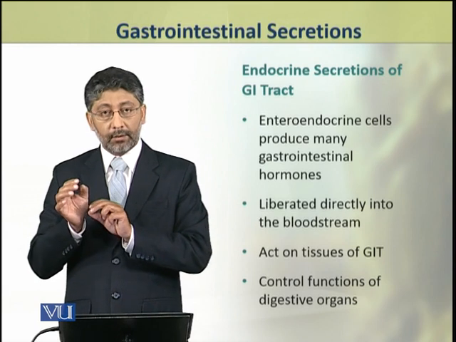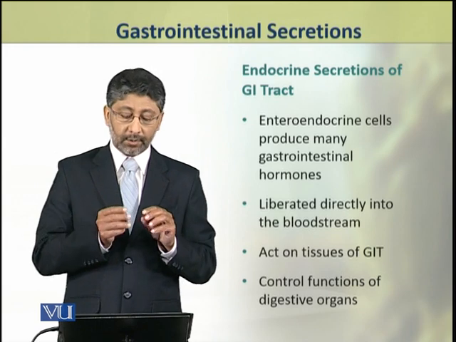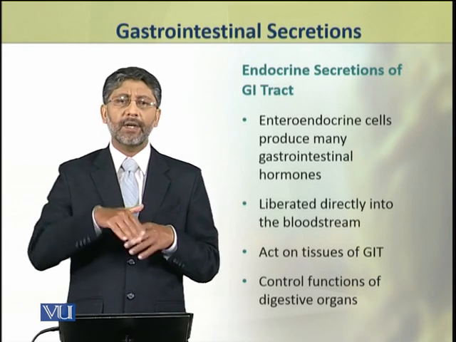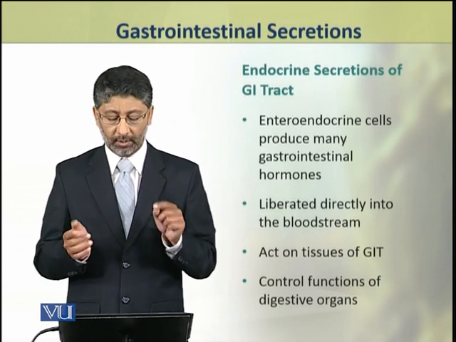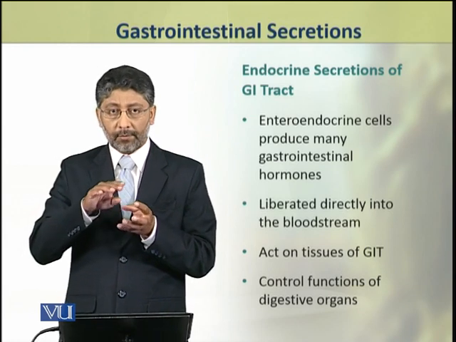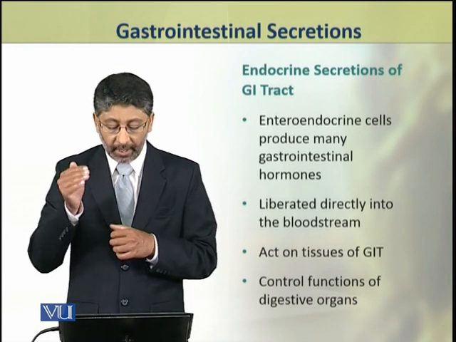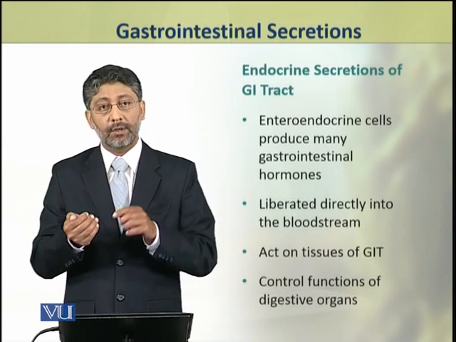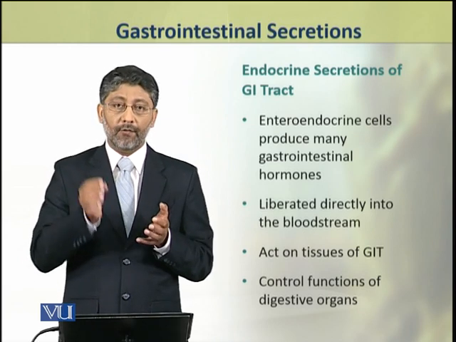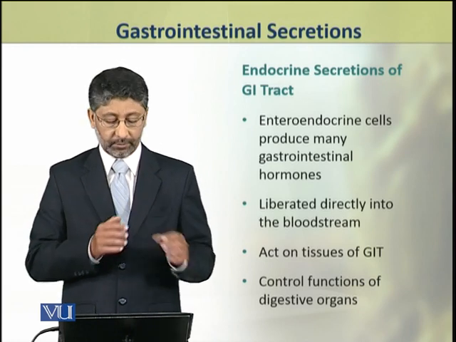The enteroendocrine cells produce gastrointestinal hormones, which are liberated directly into the bloodstream. These hormones are related to the functions of gastrointestinal tract, so they act on the tissues of gastrointestinal tract or gut and control various functions related to the digestion or absorption of food.